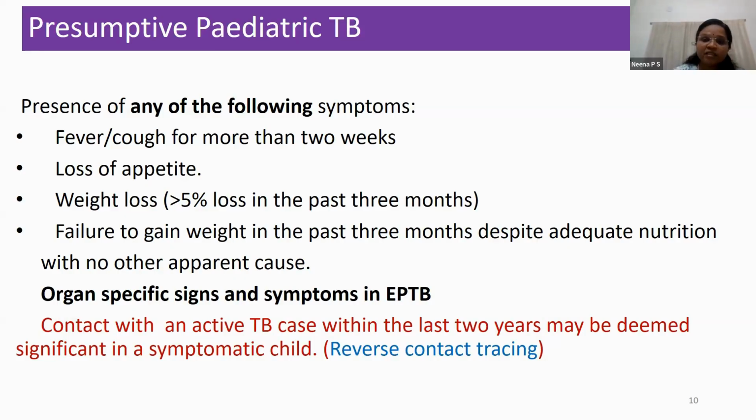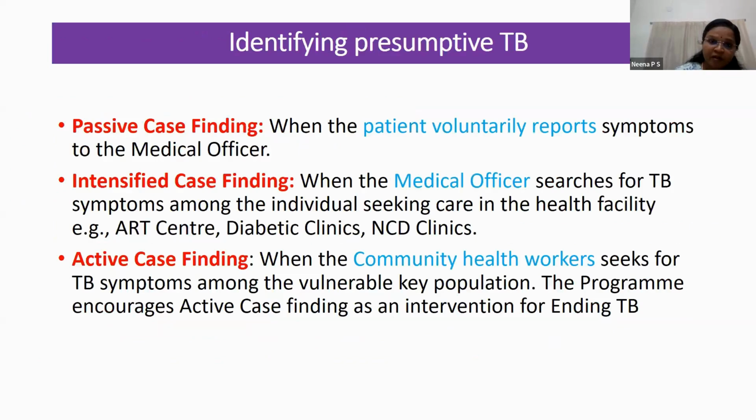And if you are suspecting TB in a child, you always need to screen the immediate contacts of the child, maybe a household contact or a neighborhood contact, for an active TB case. That is called reverse contact tracing. And a recent exposure in the last 2 years has to be taken as a significant exposure.